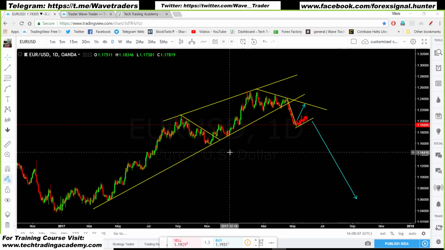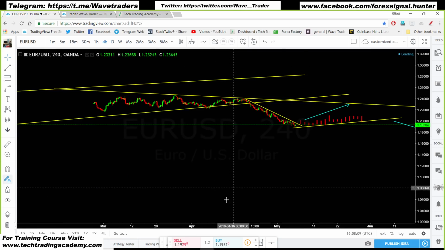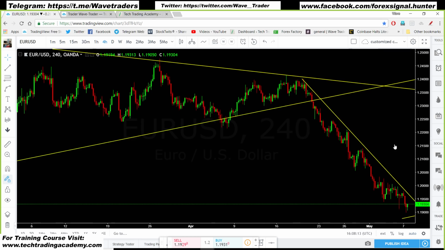Again, a short-term sell is going to be over there. You can trade on that. We were looking for that short-term sell in our room on Friday.